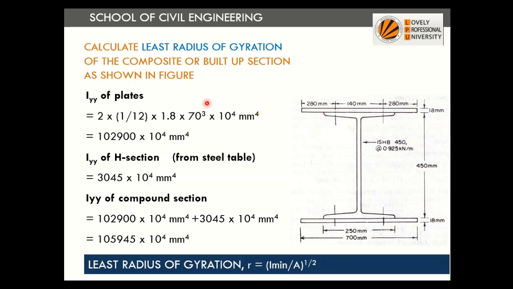So twice BD cube by 12 will give the moment of inertia about the y-axis of the plates, and the moment of inertia of the section about the y-axis you can directly take from the steel table. The IYY of the compound section will be IYY of plates plus IYY of section. So the total we get is 105,945 into 10 to the power 4 millimeter to the power 4. Mind you, the unit of moment of inertia is millimeter to the power 4. Now we'll calculate the least radius of gyration. It is the square root of IY by A.